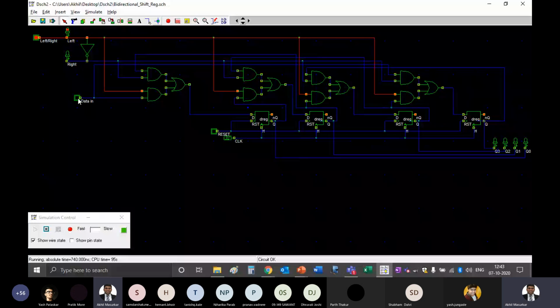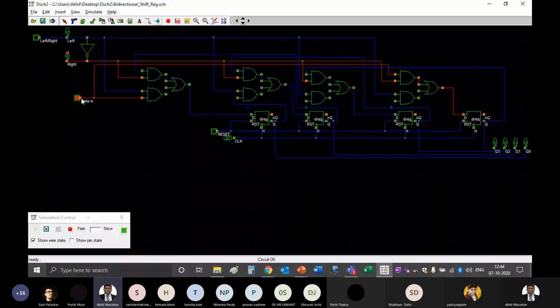Yes, it has become 0. So you are putting the data from the LSB side inside this shift register. LSB side means it is leftwards. The data is entered leftwards. That is why when this button is 1, you can see this left LED is glowing, and when I make this 0, the right LED glows. So when it is 1, it is left shift. When it is 0, it is right shift.